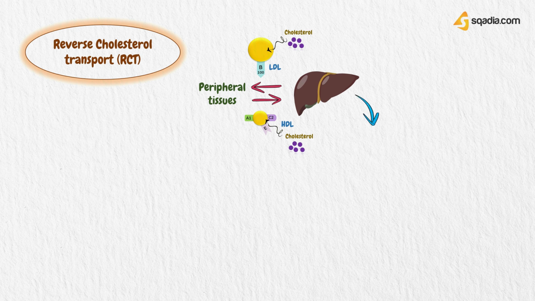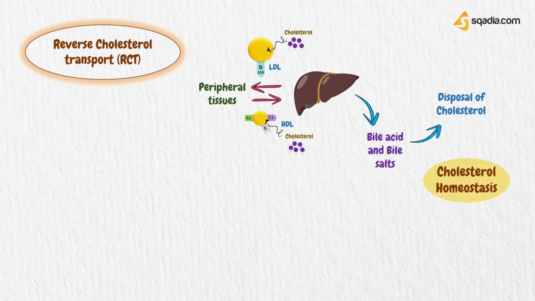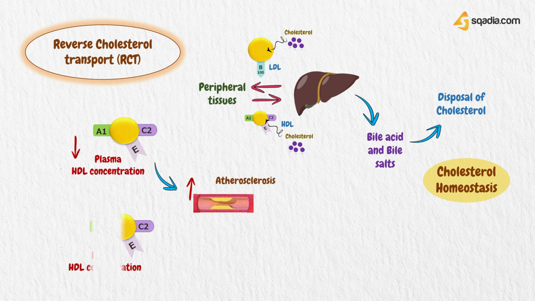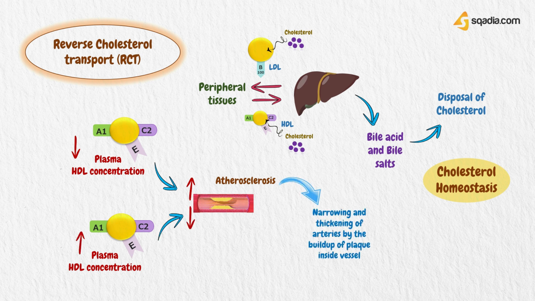The selective transfer of cholesterol from peripheral cells to HDL and from HDL to the liver for bile acid synthesis or disposal through bile is a key component of cholesterol homeostasis. This process of reverse cholesterol transport, RCT, is in part the basis for the inverse relationship seen between plasma HDL concentration and atherosclerosis, that is narrowing and deposition of arteries by plaque buildup, and also this process is responsible for the designation of HDL as the good cholesterol carrier.